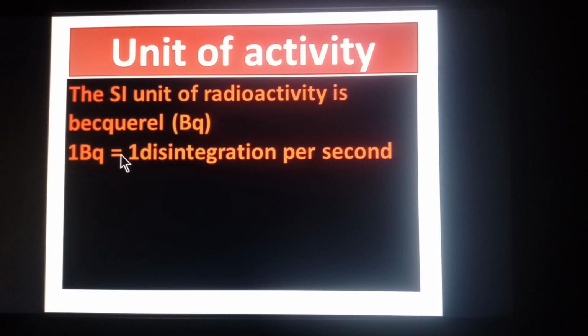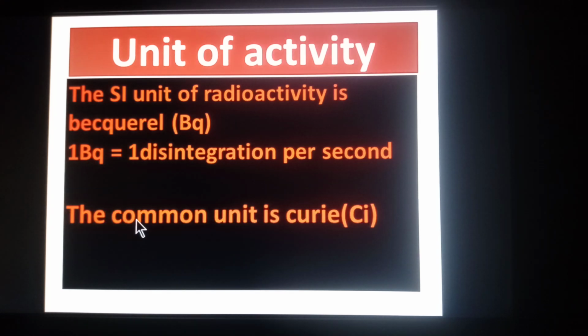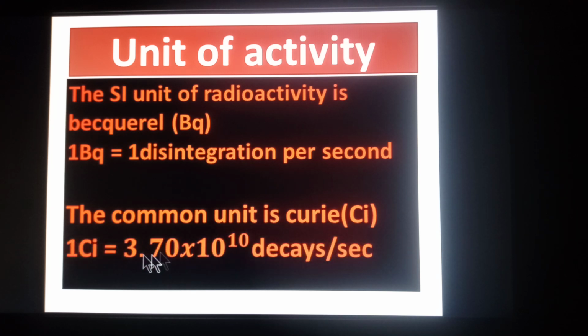The commonly used unit of radioactivity is the curie. It is again named after a scientist. And 1 curie is equal to 3.7 times 10 raised to the power 10 disintegrations per second. Students, it is all about radioactivity. I hope it is clear.